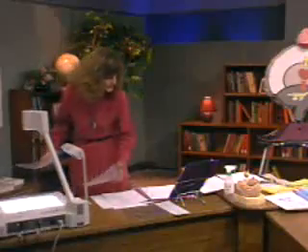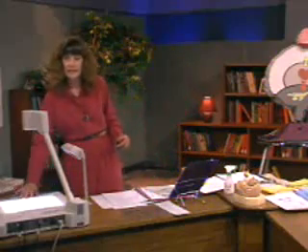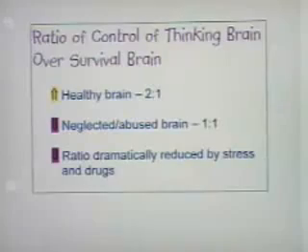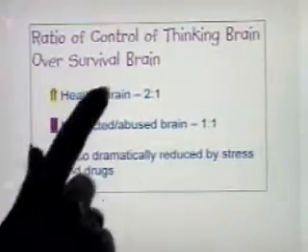So that is the ideal situation, that we have this ratio of control of the thinking brain regulating the feeling and survival brain, not ignoring it. This isn't about denial. This is about connecting with it and working with it and making choices. And so if you look at page 49, this is really key information for working with foster children, I believe. So we have this ratio of control of the thinking brain over the survival brain.